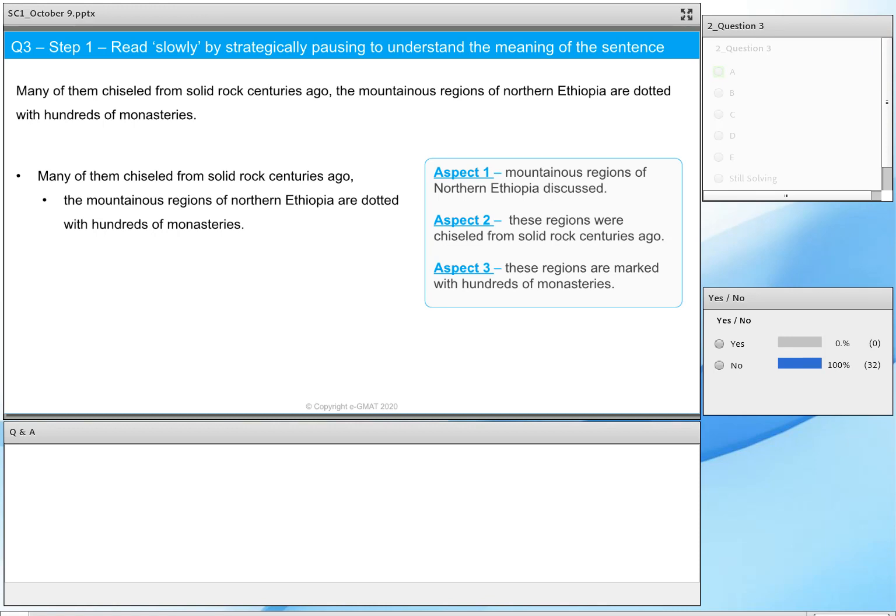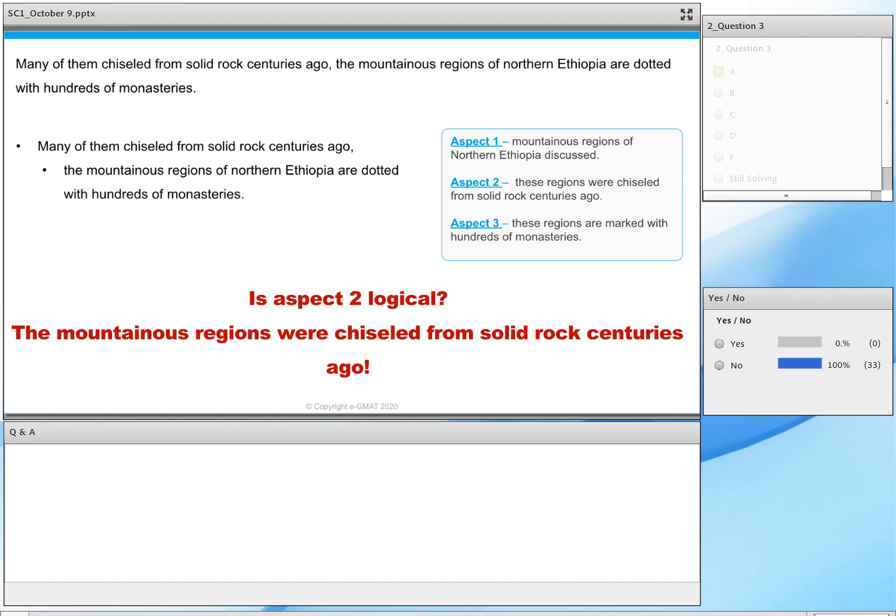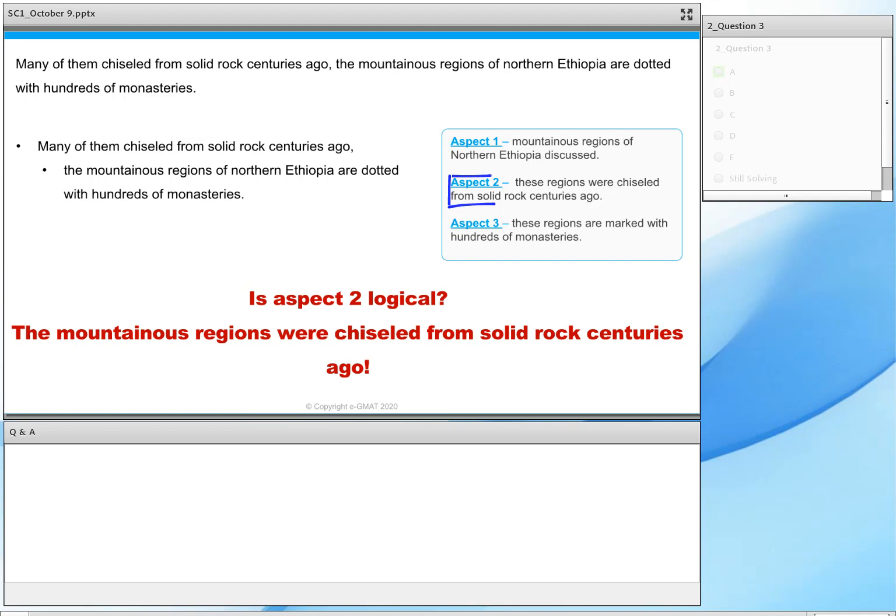It's talking about mountainous regions of northern Ethiopia. In this region, we see hundreds of monasteries. And then the sentence is saying that mountainous regions are chiseled from solid rock. And when we really engage ourselves with the sentence, we understand that aspect two that we see here does not make any sense, because mountainous regions cannot be chiseled. Nobody can chisel mountainous regions with a tool. So the sentence clearly does not present logical meaning.